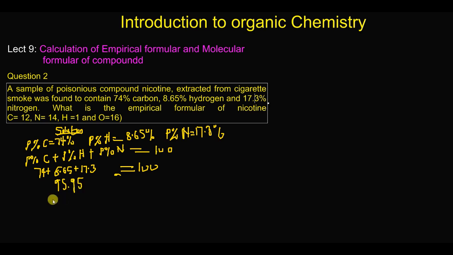Once you do that, you now write the formula. Here you write the various elements that are there. Here we are going to get the percentages: 74%, 8.65%, and then 17.3. Now then you find the what?